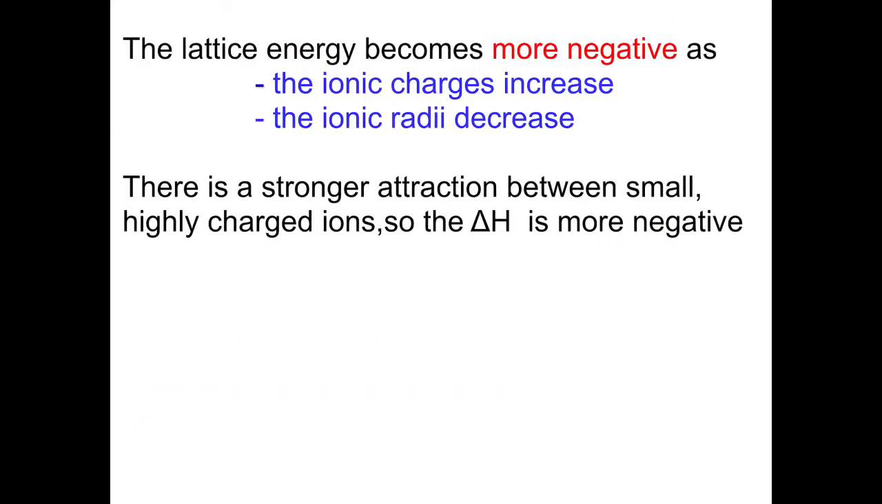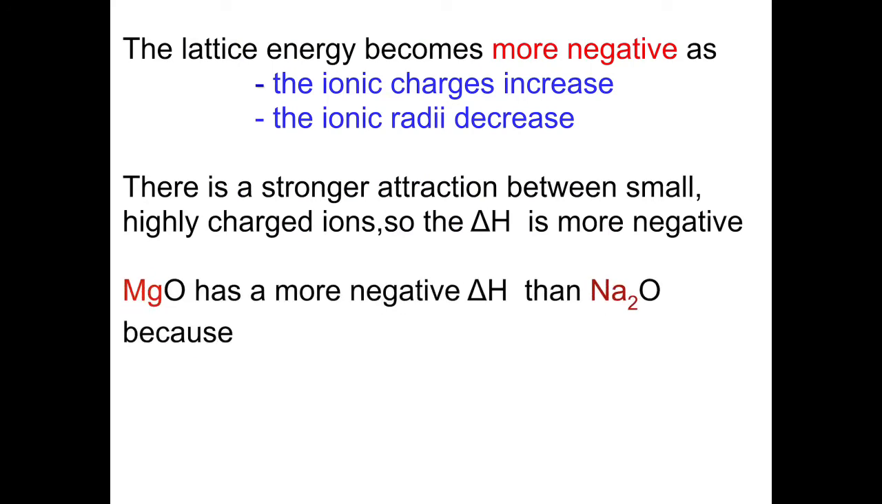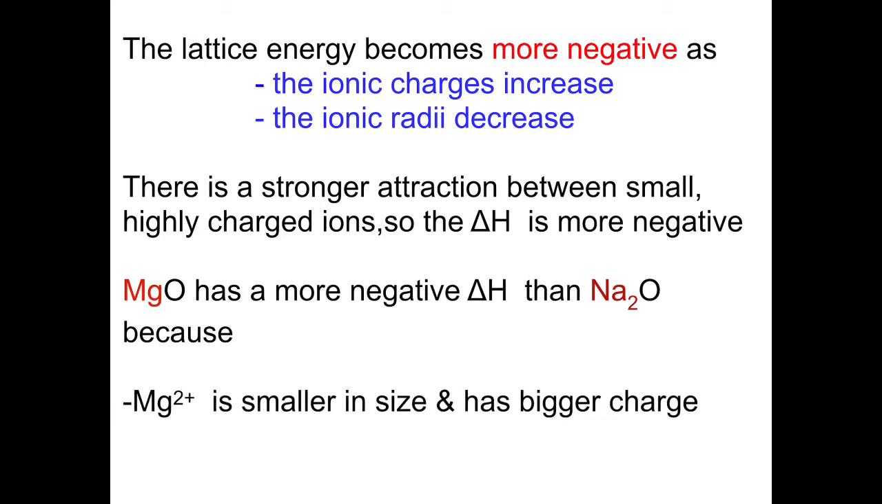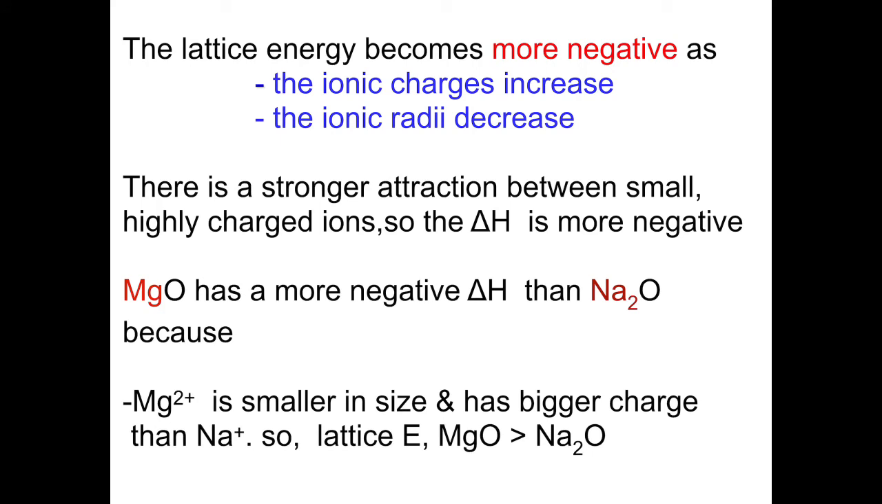The lattice energy becomes more negative as the ionic charges increase and the ionic radii decrease. There is a stronger attraction between small, highly charged ions, so the delta H is more negative. For example, between MgO and Na2O, since Mg2+ has a bigger charge than Na+, and the size of Mg2+ is smaller than Na+, hence the delta H is more negative, which means the lattice energy of MgO is bigger than Na2O.